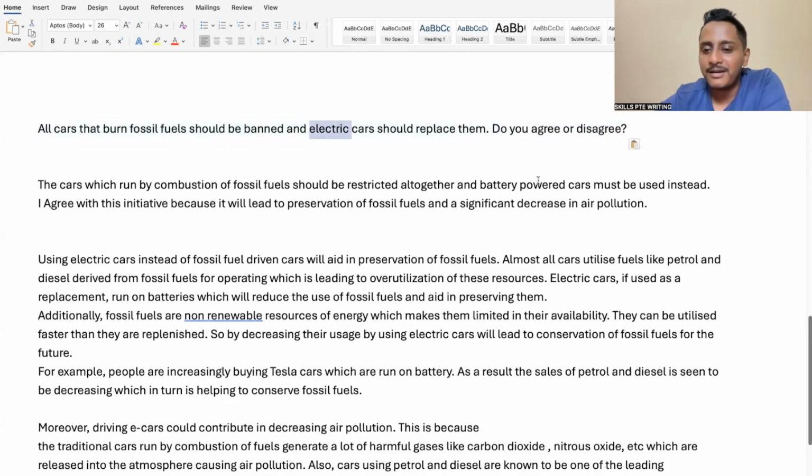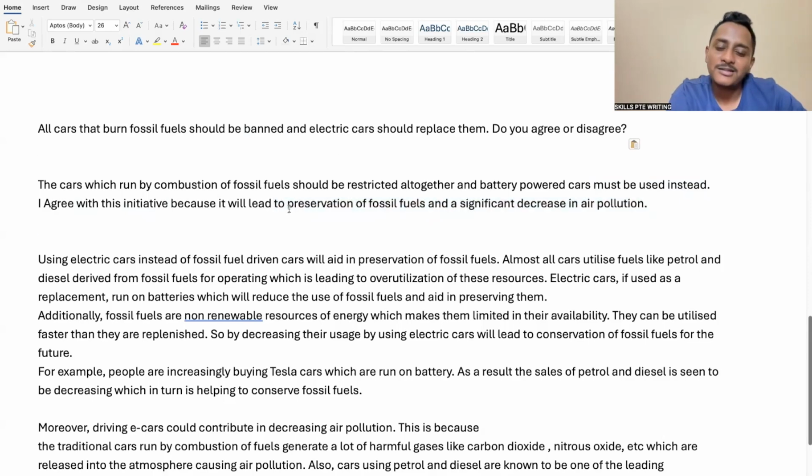Electric cars, battery cars should be replaced, must be used instead. Banned, restricted. This is called paraphrasing. I agree. Now the viewpoint, I agree with this initiative because it will lead to preservation of fossil fuels and significant decrease in air pollution. This is not required to write over here, but if you really want, you can write it.